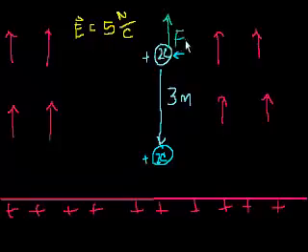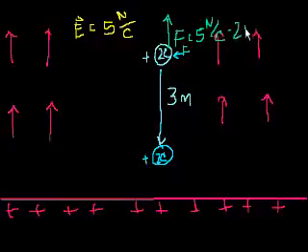So let's see, the field force, or the force of the field actually, is going to be equal to 5 newtons per coulomb times 2 coulombs, which is equal to 10 newtons. And we know it's going to be upward because this is a positive charge, and this is a positively charged infinite plate. So we know this upward force of 10 newtons.